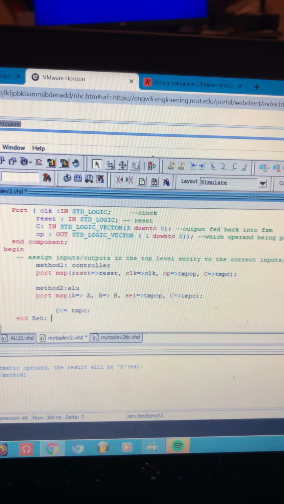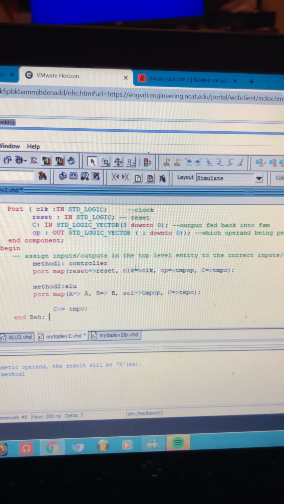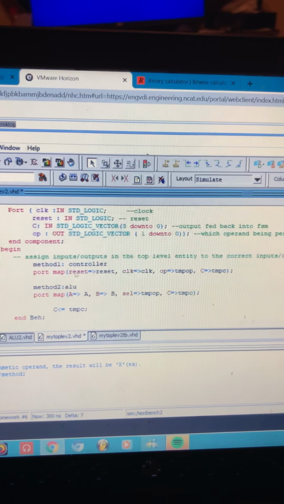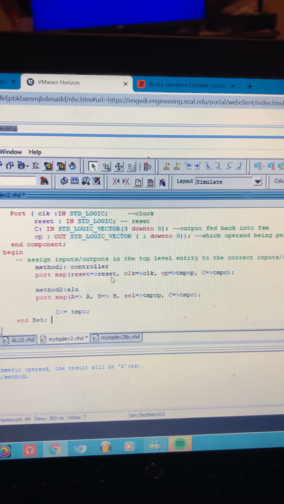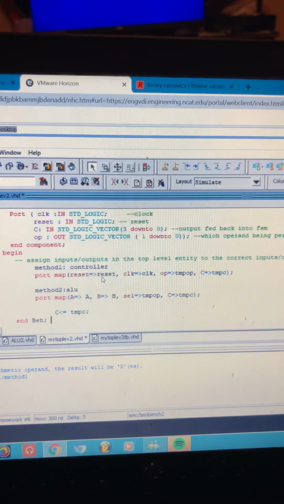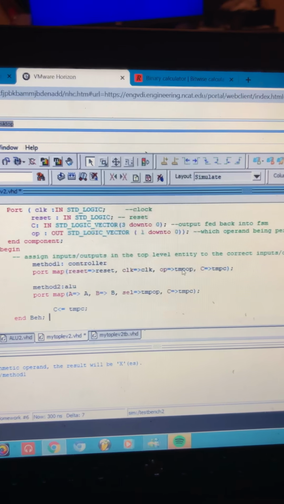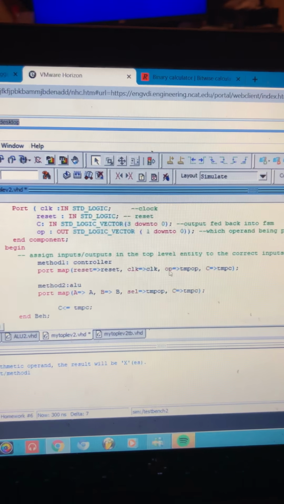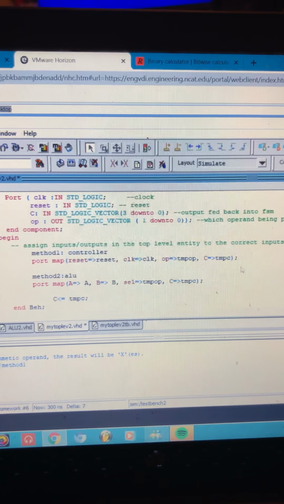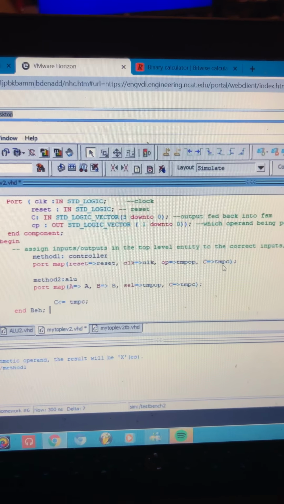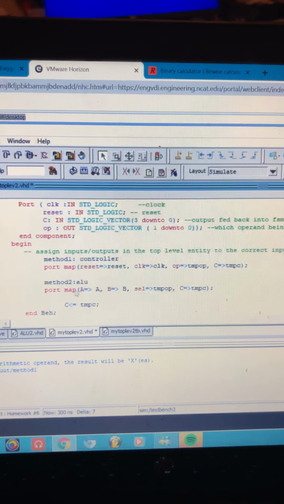Here, I just assign my inputs and outputs to the corresponding entity. So for example, my reset is assigned to reset. My clock is assigned to clock. My select is assigned to my operand select. And temp C is just a placeholder for my output C. And same for my ALU.